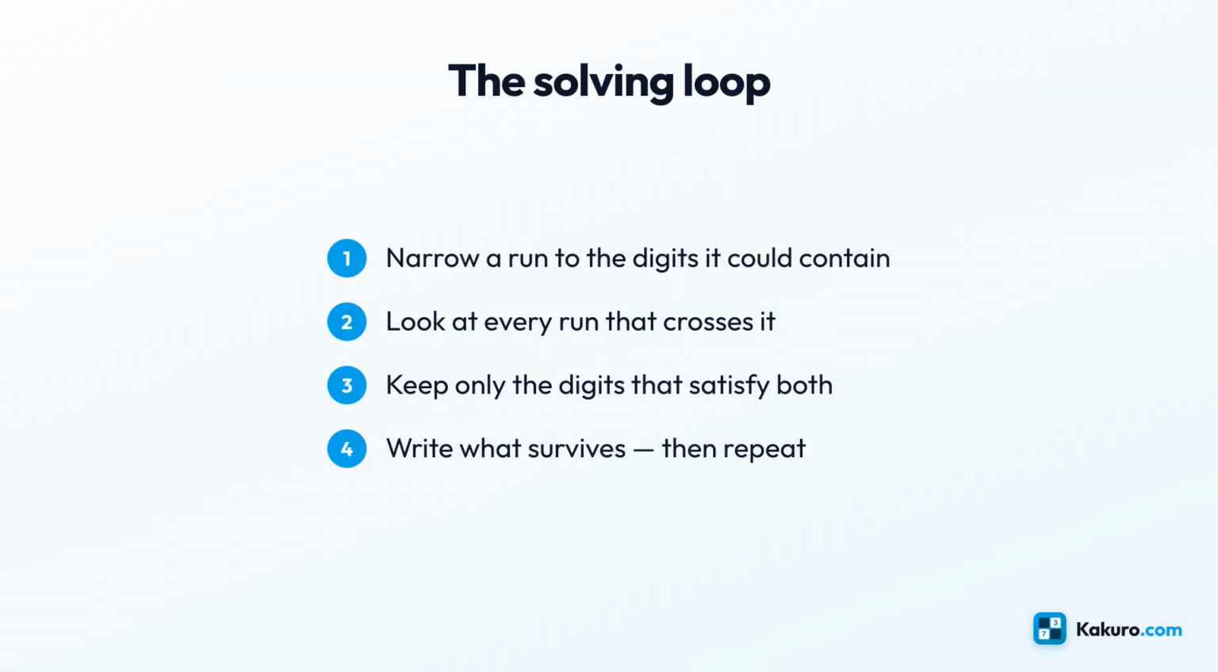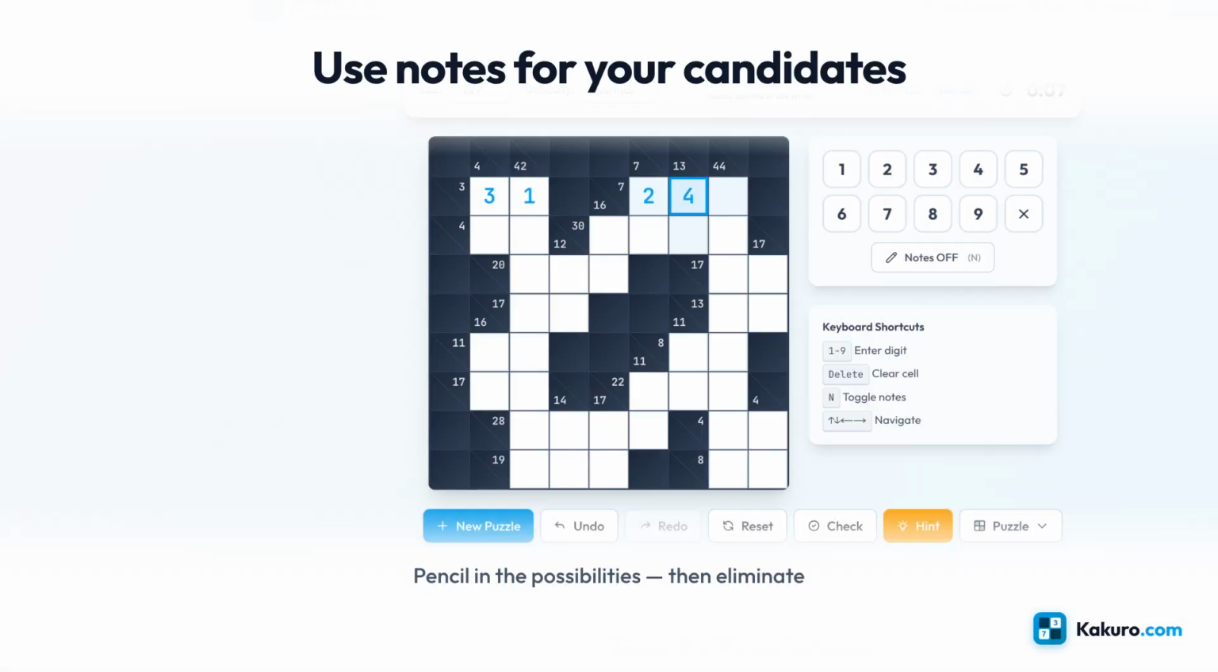That is the whole solving loop, and you just did it. Narrow a run to its possible digits. Look at what crosses it. Keep only the digits that work for both. Write the one that survives, then repeat. 2 habits will make you much faster.